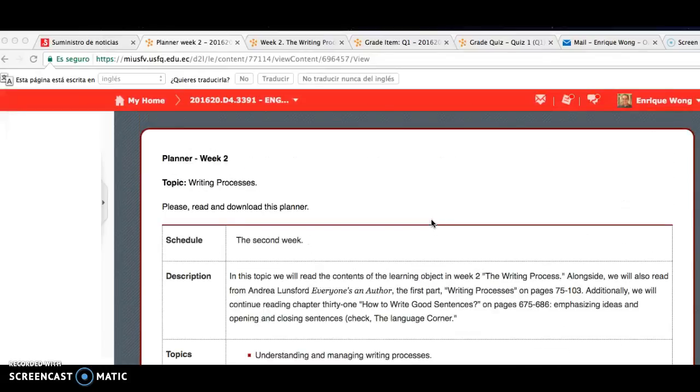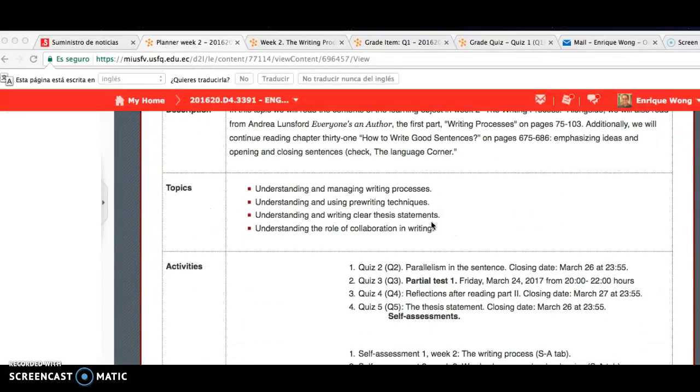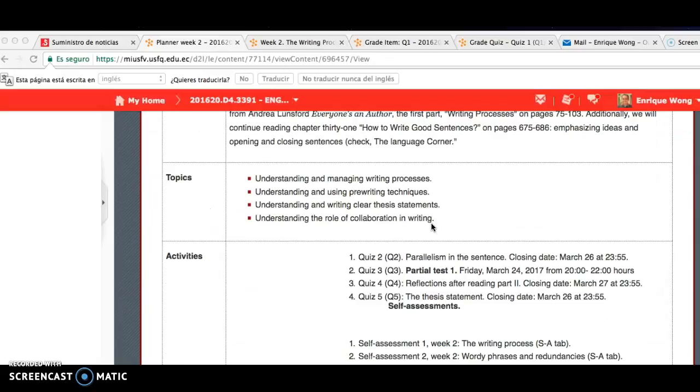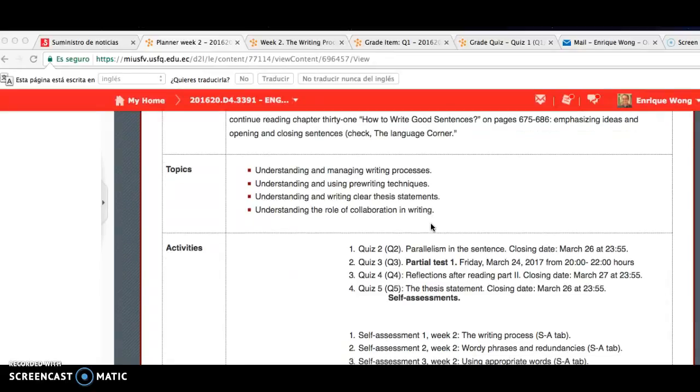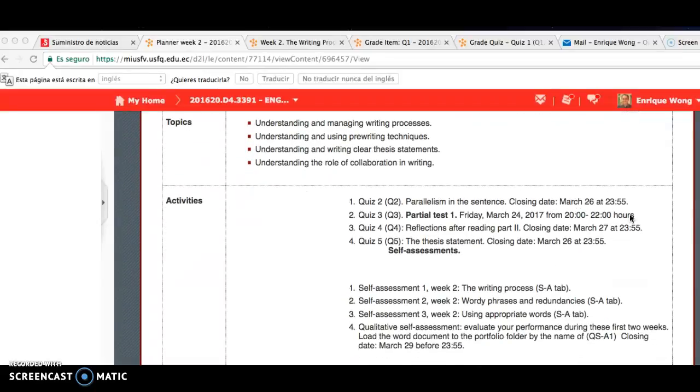We are right now in the second week, and as I recommended right from the outset of the class, you have to download the calendar and the planner. If you check the planner, you realize that you have the second partial, the second quiz, parallelism in the sentence. You have the first partial test tomorrow, Friday, March 24. You have the second reflection quiz by the end of the week, and you have quiz 5, the thesis statement, and you have all the closing dates.